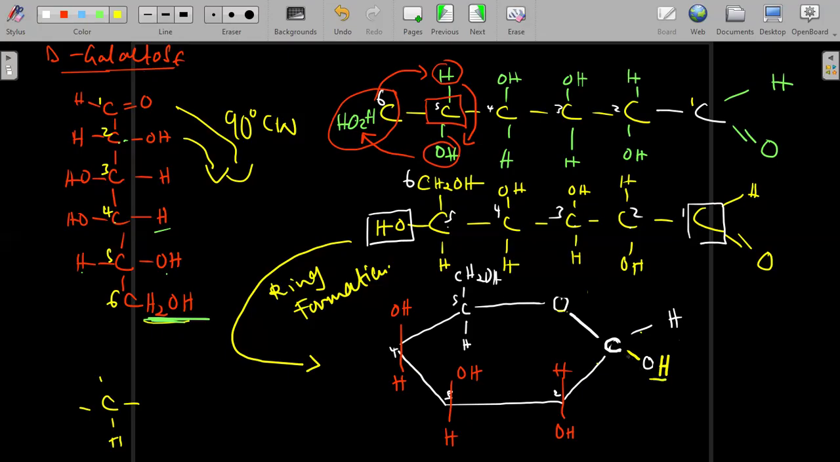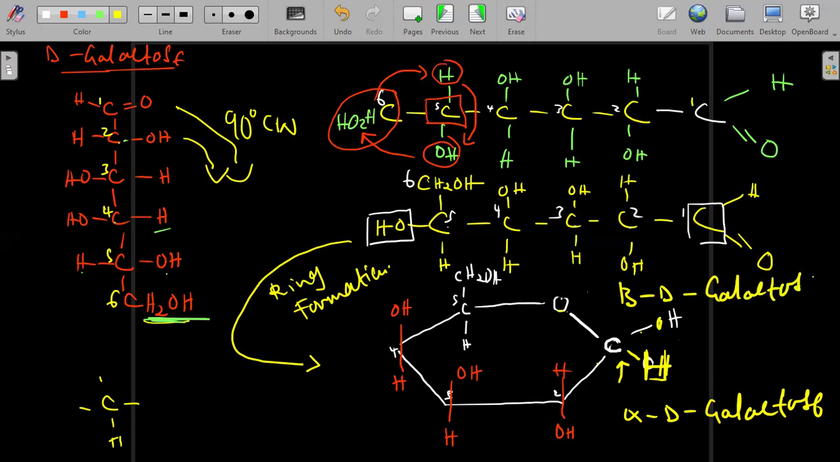If the OH is down like that, we're going to say this is alpha D galactose. But if the attack was from the bottom here, and then this OH maybe was here on top, or above, and then here we have the H like that, that is going to form the beta D galactose. So two forms of the galactose can be formed. It can be alpha if the OH is down, or it can be beta if the OH is up like that.